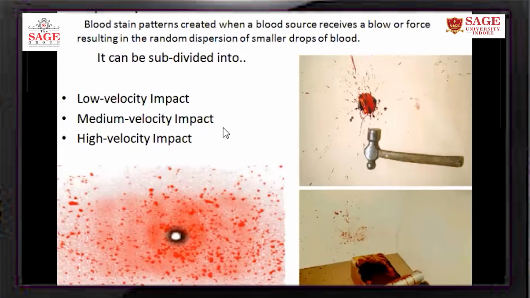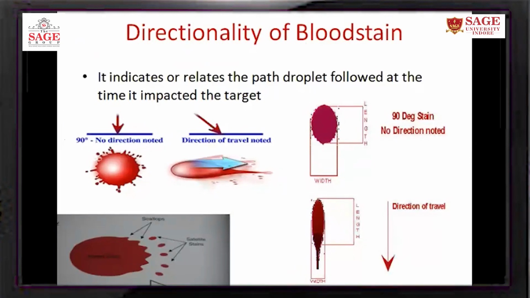Then direction of blood stain. We also study what direction a blood stain was traveling at the time when it impacted the surface. So it indicates the path the droplet followed at the time it impacted the target. जब भी वो टच हुआ सरफेस को ब्लड गिर के तो वो इस डायरेक्शन में मूव कर रहा था. So at 90 degrees, you will get a completely circular blasting with little satellite or spike droplets around.